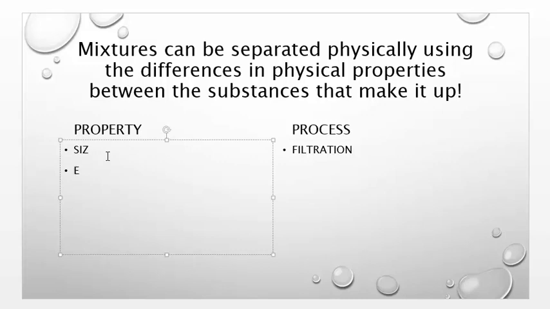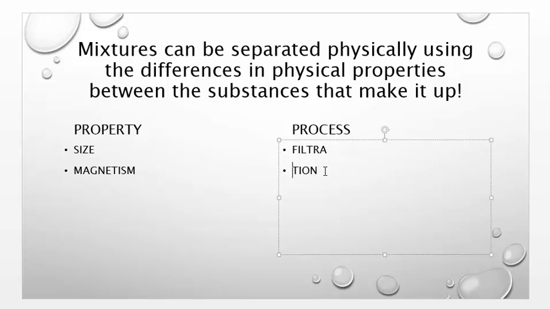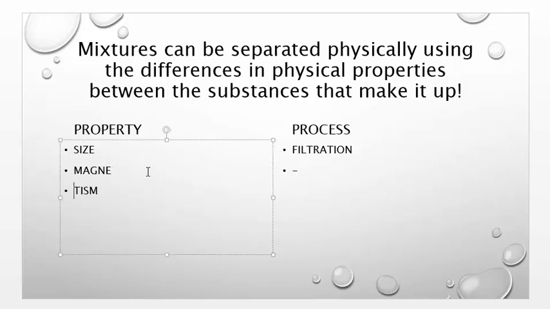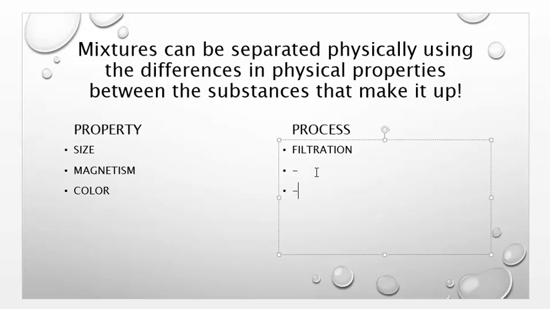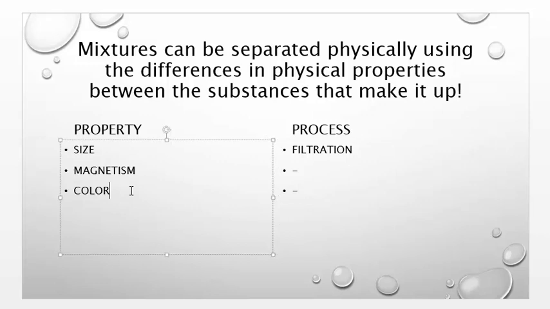Another property that is used would be magnetism. And there's really not a property that would be going with that. So when I go over to the side, I'm just going to put a slash for its process. Another property would be color. And again, we really don't have a specific process for separating according to color. You just look at it and you do.